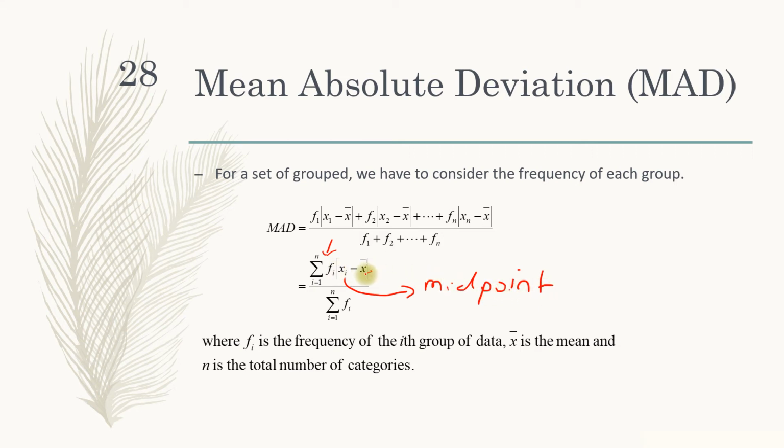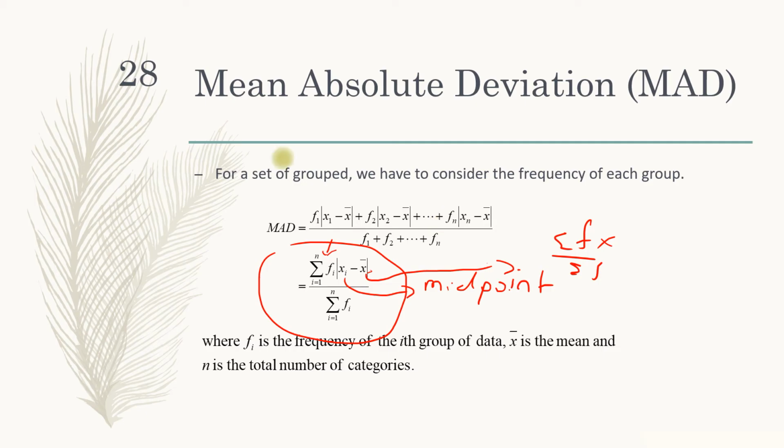And X bar is computed not by sum of X divided by N, but by sum of F X divided by the sum of F, for the case of grouped data. So these are the subtle differences that you have in the formula. We are going to apply that on our data set, and then we'll see how it goes. Okay, so let's do that on Excel.